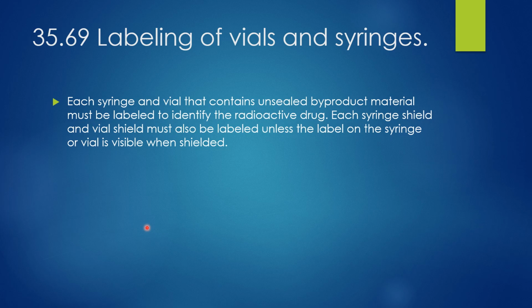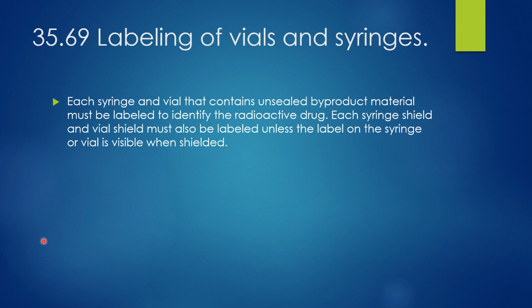10 CFR 35.69 is what tells us that we have to label vials and syringes. So each syringe and vial that contains unsealed byproduct material must be labeled to identify it as a radioactive drug. So this is where you will see the radiation symbol on those. And each syringe shield and vial shield must also be labeled unless the label on the syringe or vial is visible. So if you have a vial and it's labeled properly, and then you put that into a vial shield, then that still has to be labeled on the outside.